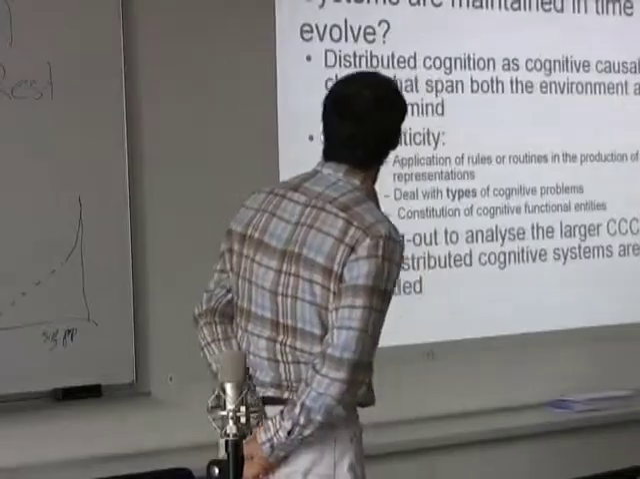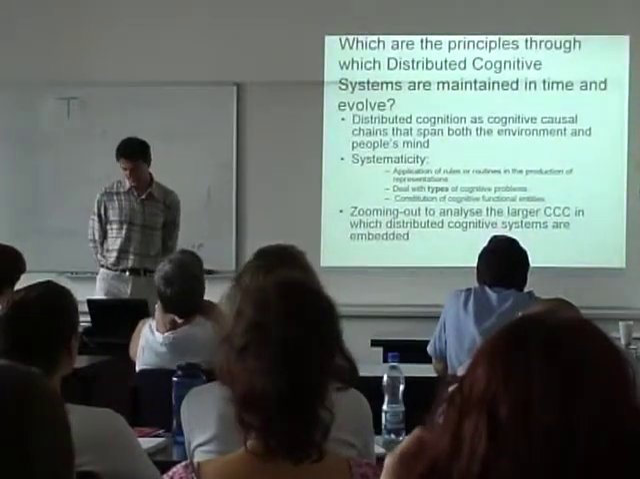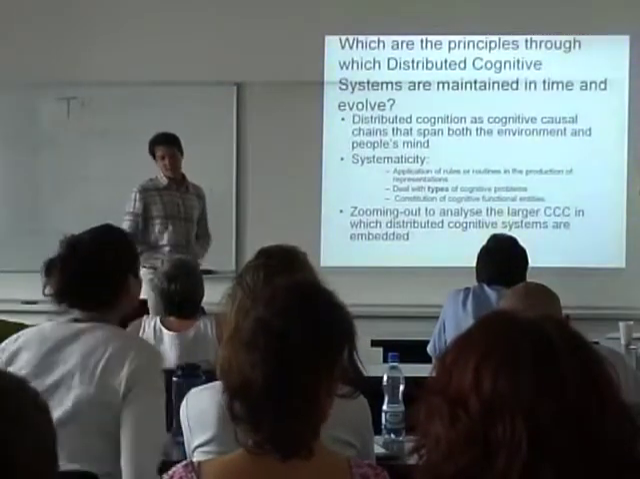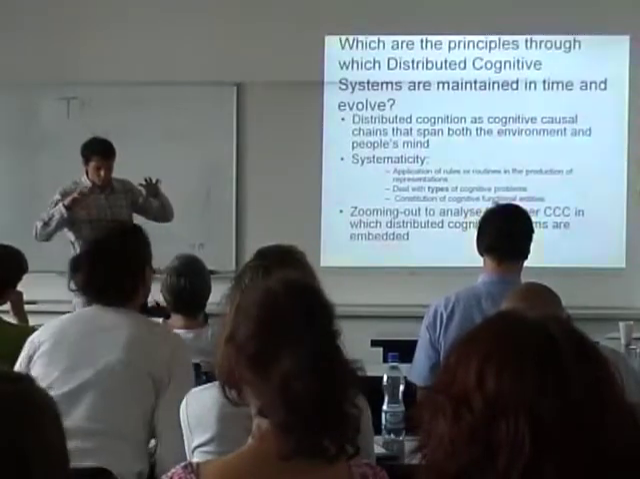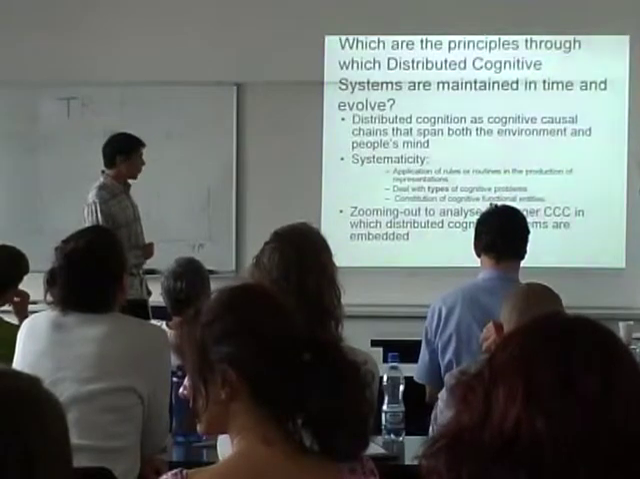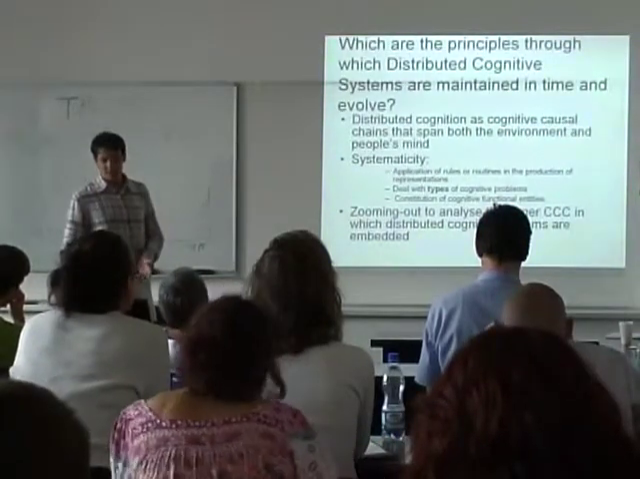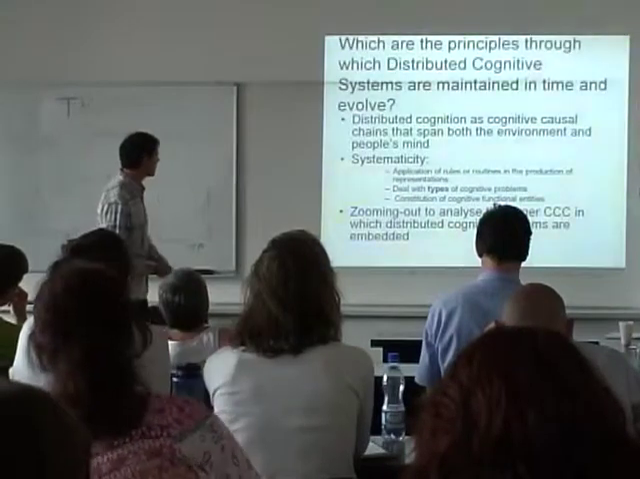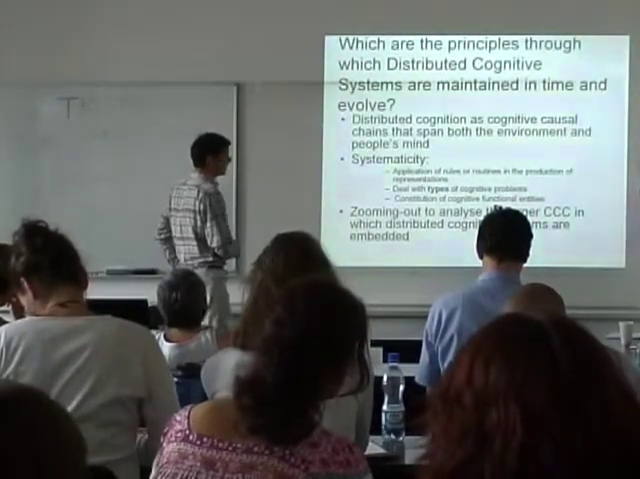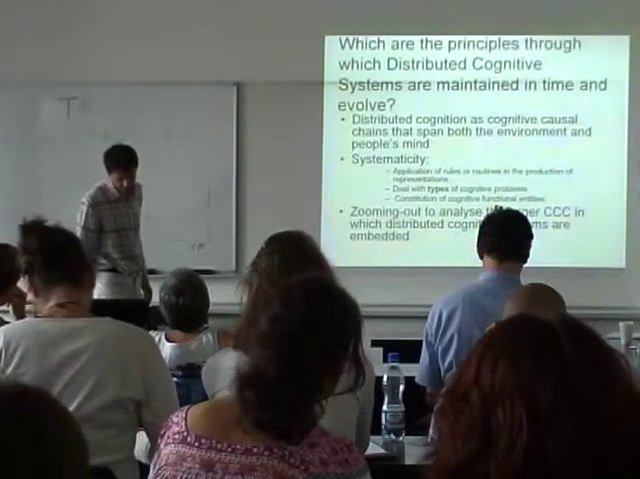So my question is, which are the principles through which distributed cognitive systems are maintained in time and evolved? The point is that the analyses that have been done by proponents of distributed and situated cognition have mainly focused on the functional systems of distributed cognition, without giving any explanation of how cognition comes to be distributed the way it is, how we come to use the environment. So one first thing to notice is that in fact distributed cognition is just some kind of cognitive causal chain.